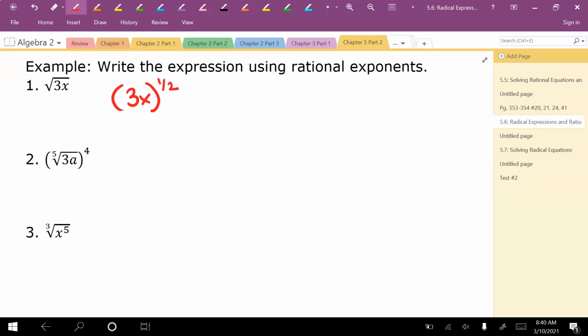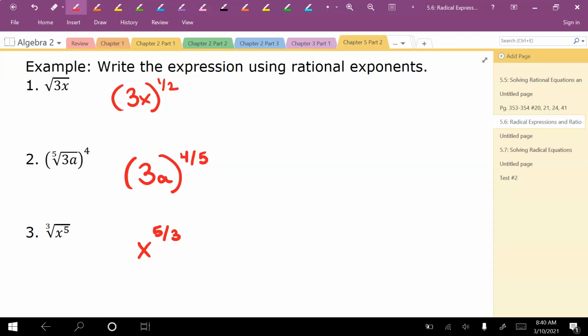So for 2, I'm going to put 3a in parentheses, and then that's raised to the 4/5 power. For number 3, since it's just an x, I'm not going to worry about putting parentheses around x. You still could if you wanted to. And this is going to be to the 5/3 power.